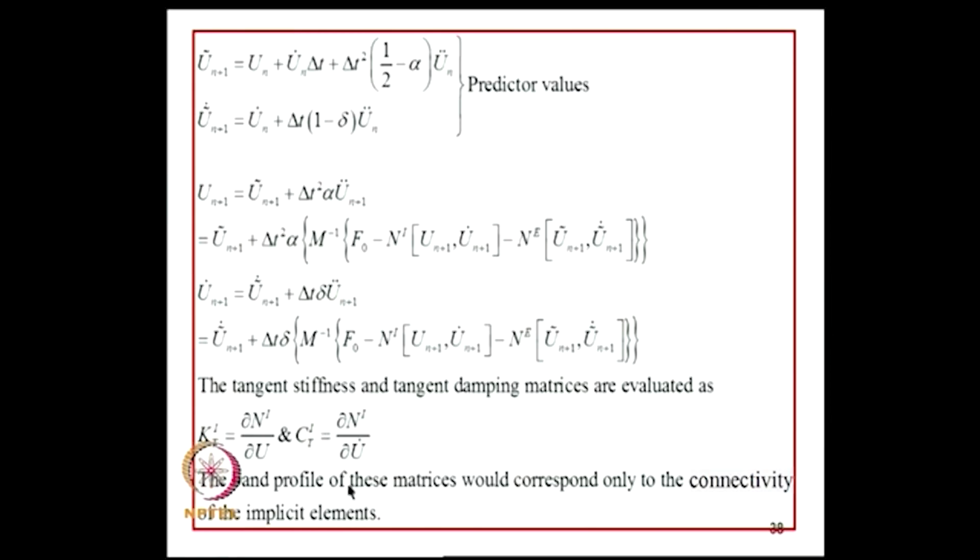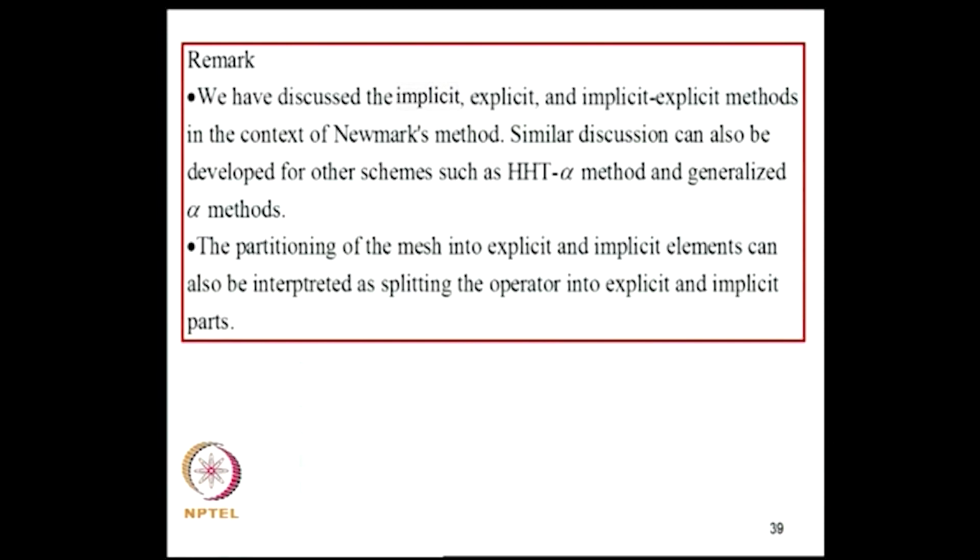So, consequently the band profile of these matrices would correspond only to the connectivity of the implicit elements. So, they can be quite sparse and well structured and may be easier to solve. Now, I will not get into the details of this implementation, but we can make some observations.